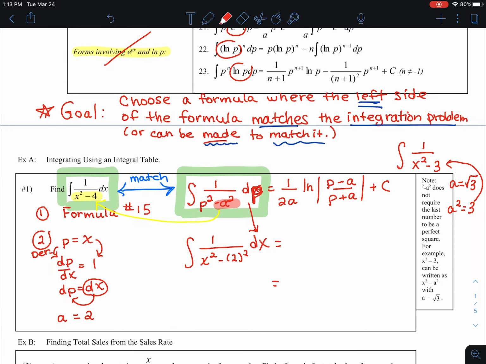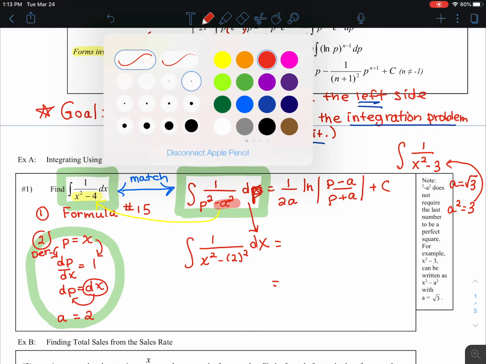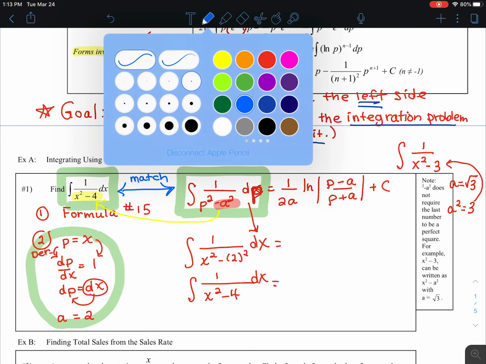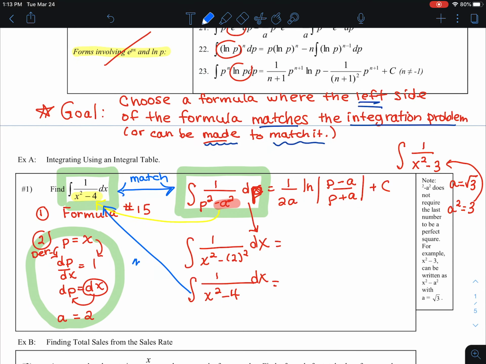Okay, so once I've established these are my substitutions, and I feel like the left side of my formula with those substitutions made into it matches the original problem, it has to match. If those look exactly the same, then I'm good to go with the right side.